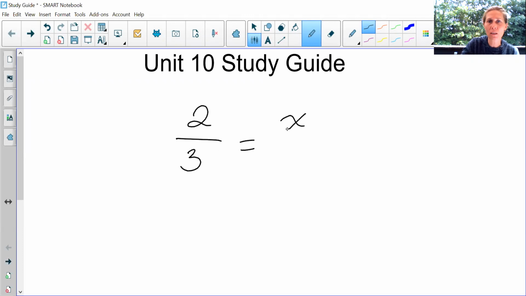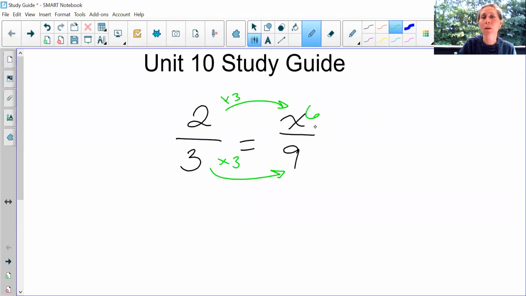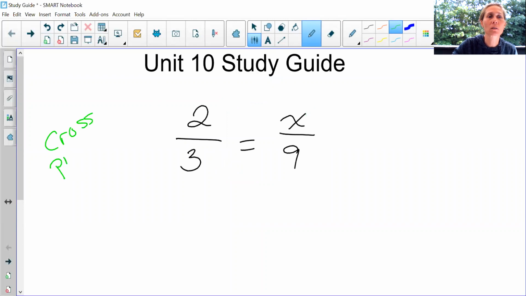2/3 equals x over 9. All right. Now, as of now, you understand what x is. X is 6. Okay, because you know I'm going to multiply by 3, and I can get 6. Okay, I'm going to show you a shortcut. So what we're going to do is called cross products.